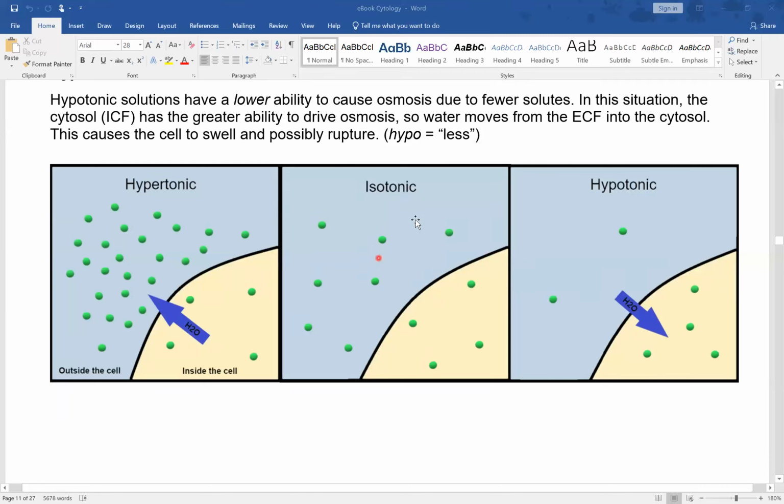Here's the outside. And say, bear with me while I go back, I just want to make sure it shows up.